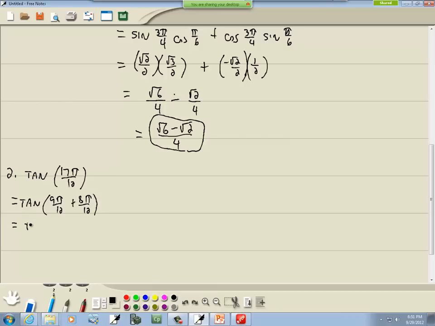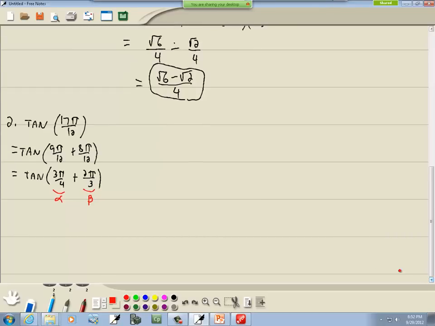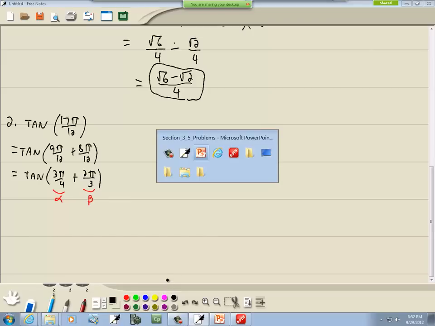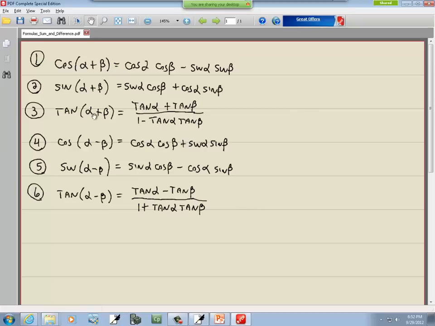I'm going to go ahead and simplify them before I put them into that formula, but this is 3 pi over 4, and this is 2 pi over 3. Top and bottom both divisible by 4. This is going to be alpha, and this will be beta. Our formula, tangent alpha plus beta, is equal to this.